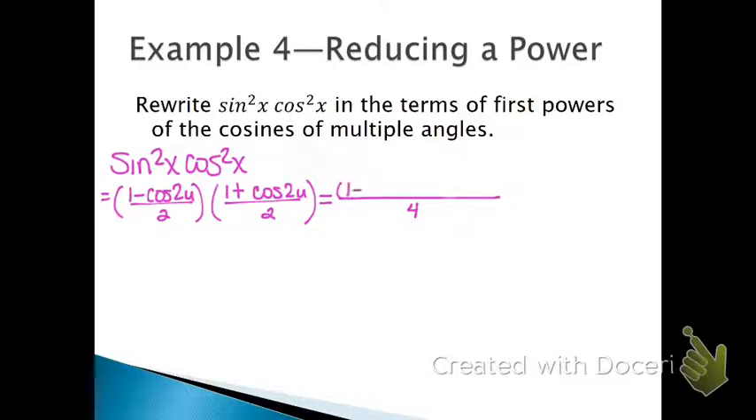Alright, so I'm actually going to write it out. So 1 minus cosine of 2u times 1 plus cosine of 2u. So I'm going to have to do FOIL on top. That's 1 plus cosine of 2u minus cosine of 2u minus cosine squared.